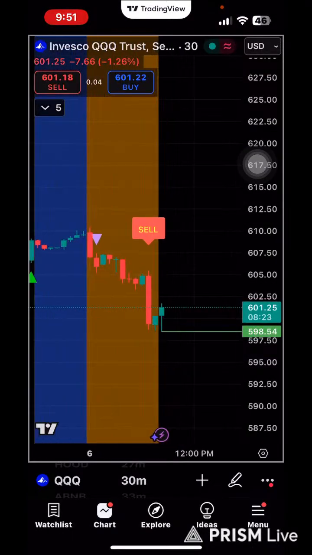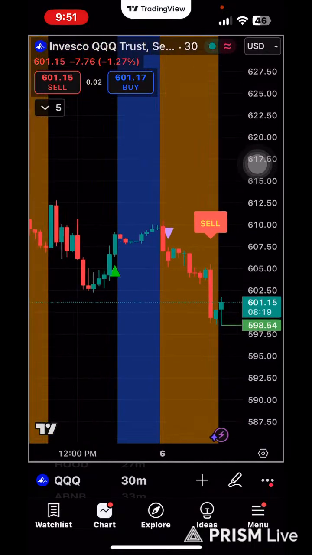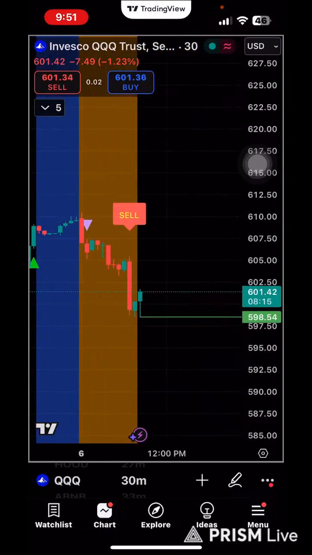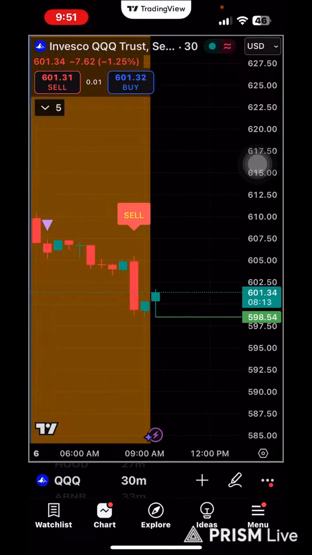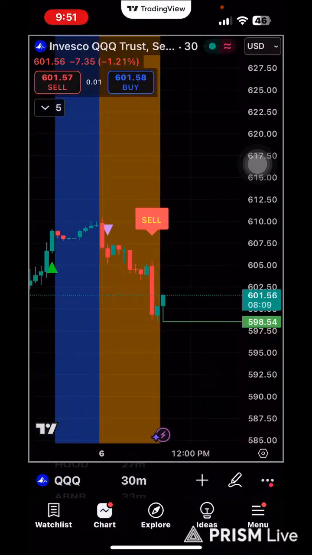There are days when, if there's news that comes out or something, this is 30 minute, guys, there are days when news comes out when you may want to take a trade that's against your higher time frames.